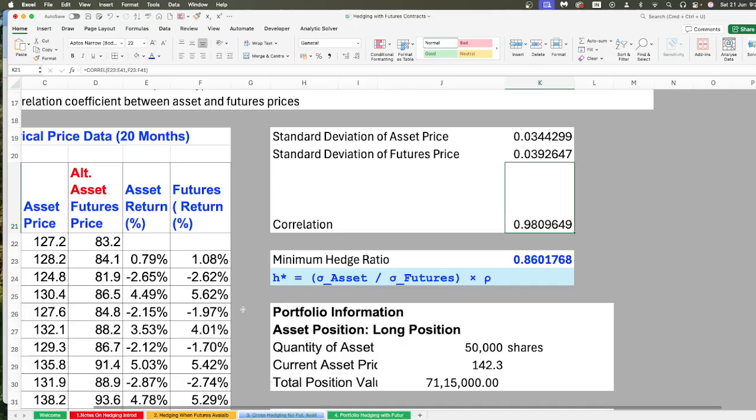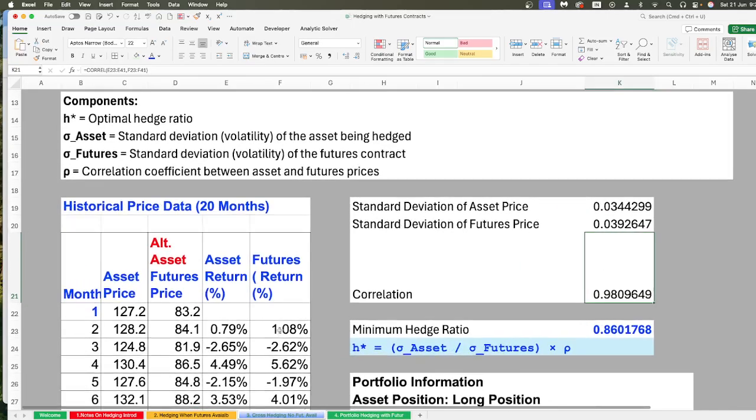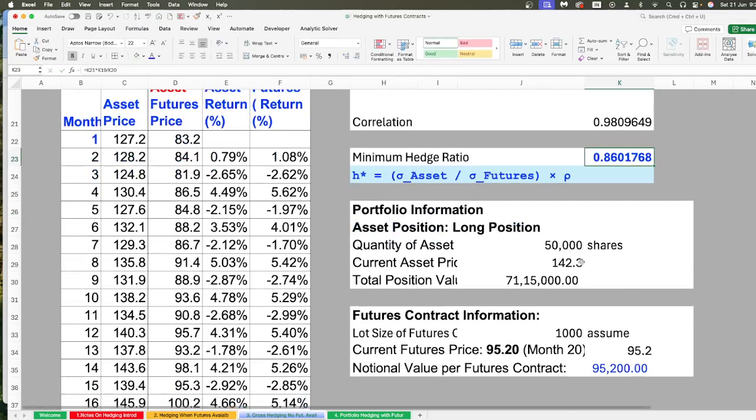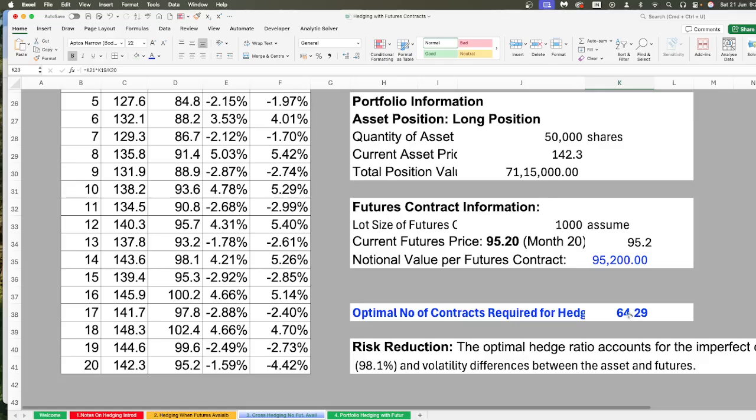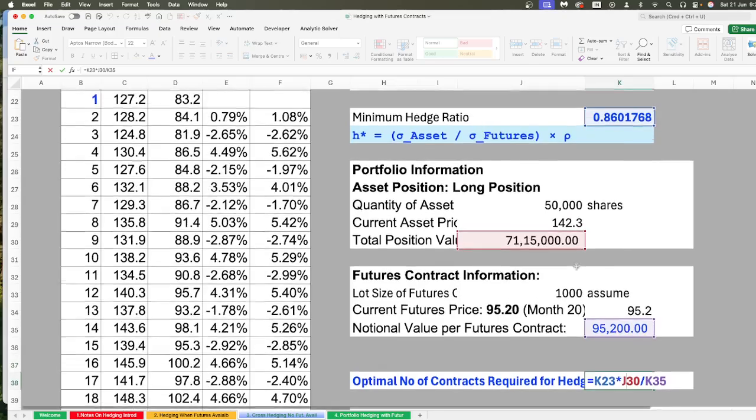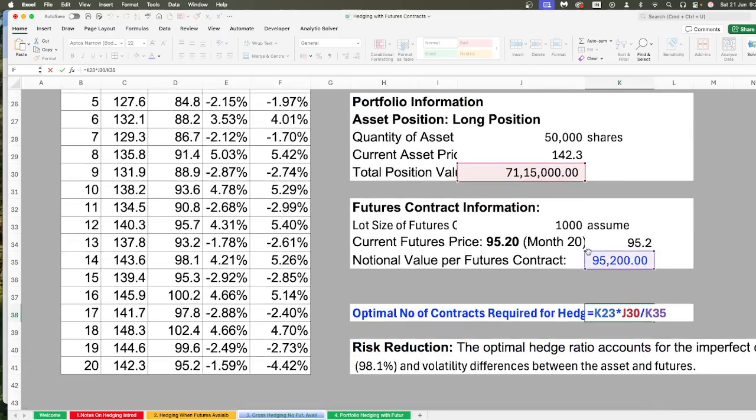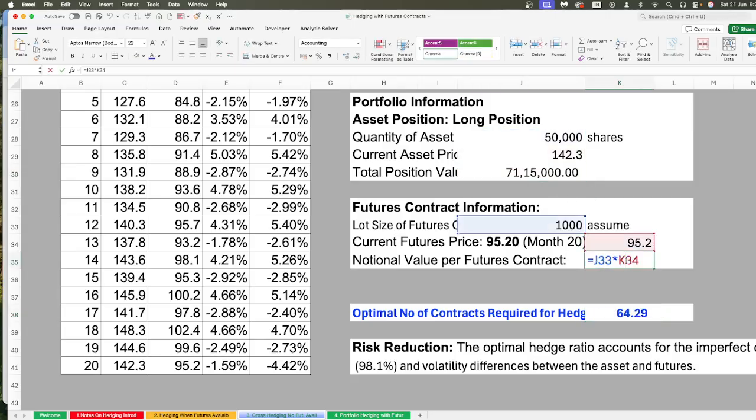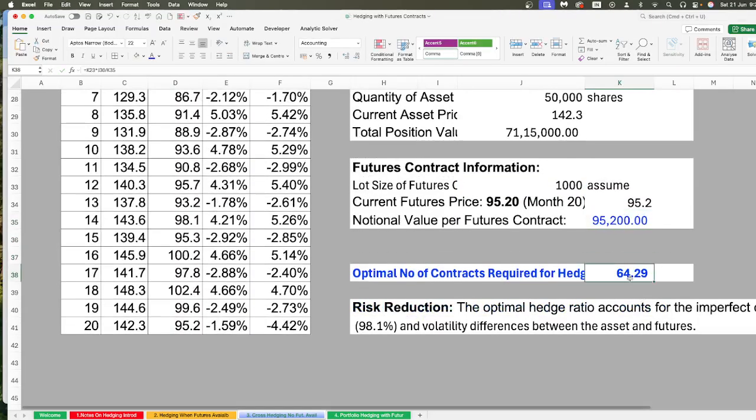But when it comes to the minimum variance hedge ratio, the approach is to calculate the standard deviation of the change in the asset prices, the standard deviation of the change in the futures prices, and the correlation between them, which comes to 0.86. So the formula is very simple. The optimal number of contracts required is the minimum variance hedge ratio multiplied by the value of the investment in the assets divided by the notional value of the alternative asset futures contract. So roughly it comes to 62.